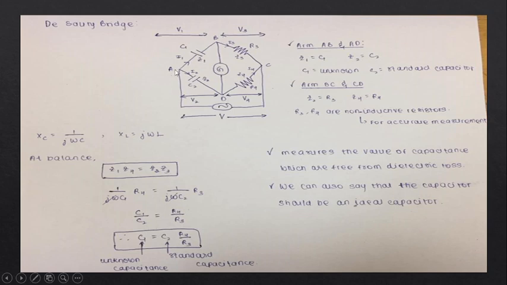In arm AB, the voltage is V1. In arm BC, the voltage is V3. In arm AD, the voltage is V2, and in arm DC, the voltage is V4.